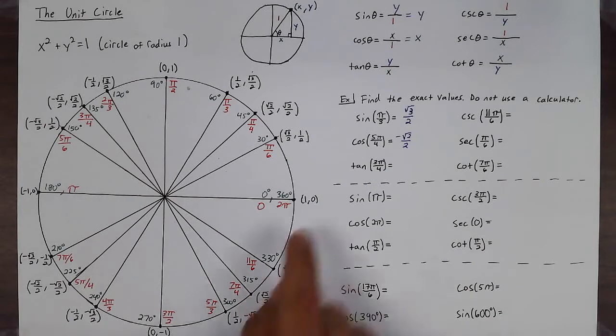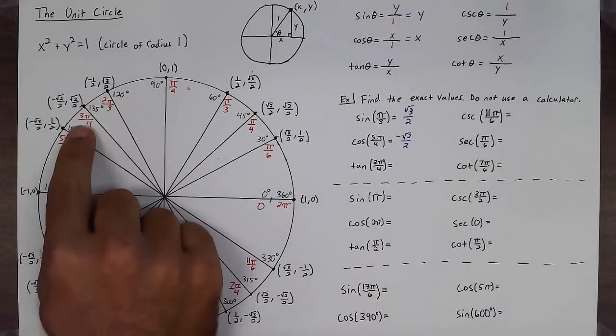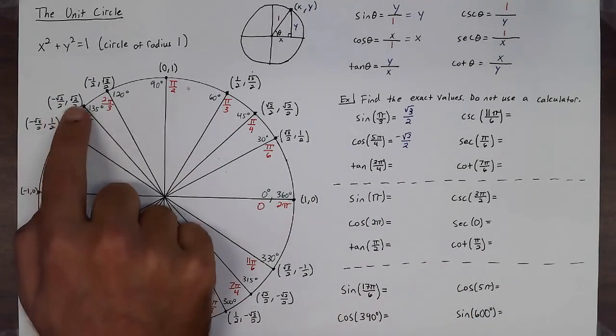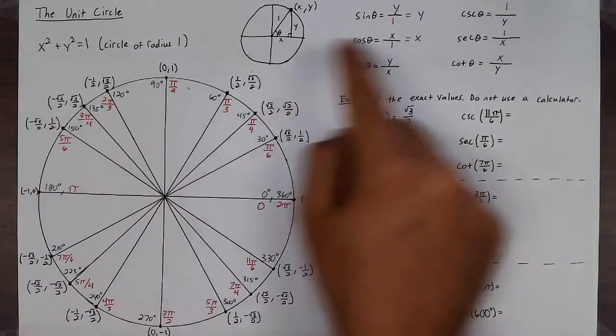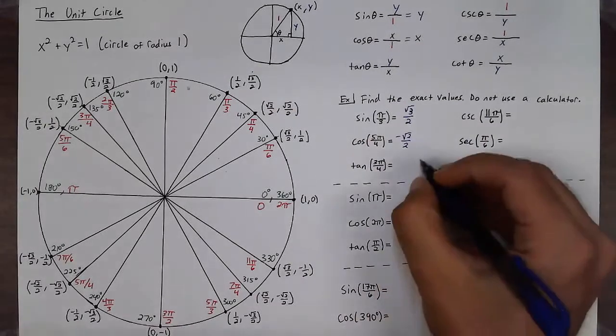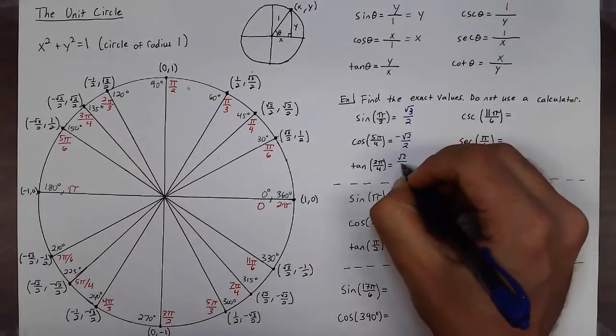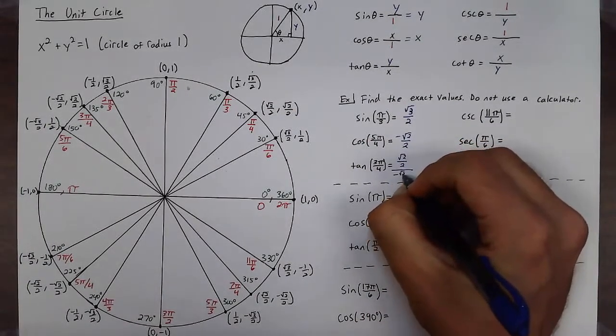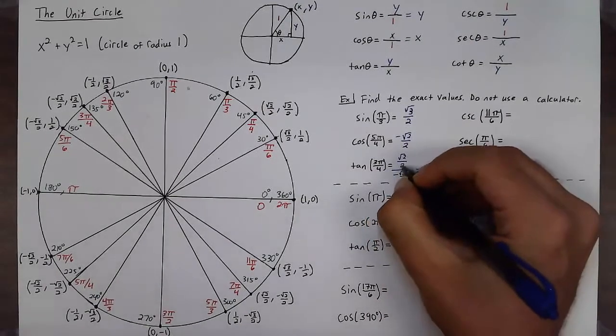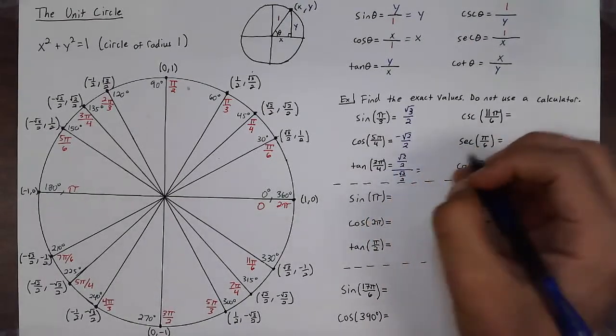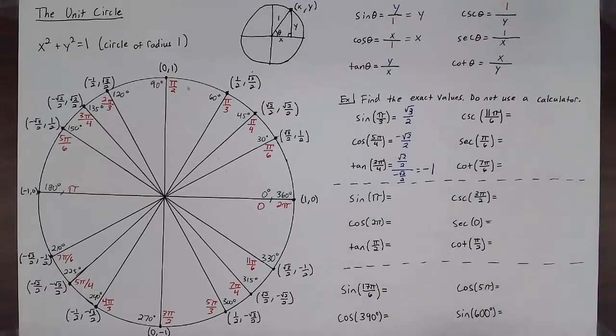Tangent of 3 pi over 4, now that's going to be square root 2 over 2 divided by negative square root 2 over 2, because it's y over x. So I would write square root 2 over 2 divided by negative square root 2 over 2. Now that is the same thing, so they cancel out, leaving me with negative 1. So tangent of 3 pi over 4 is negative 1.